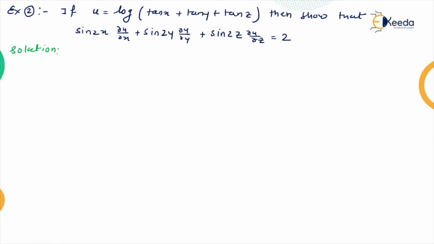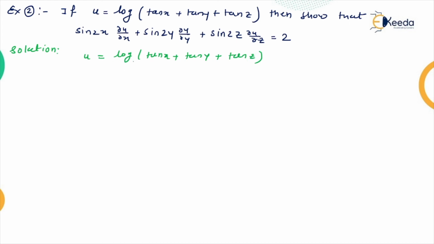So just look at this function u. U is a function of three variables x, y and z. So let me start. First I am writing u as log of tan x plus tan y plus tan z.